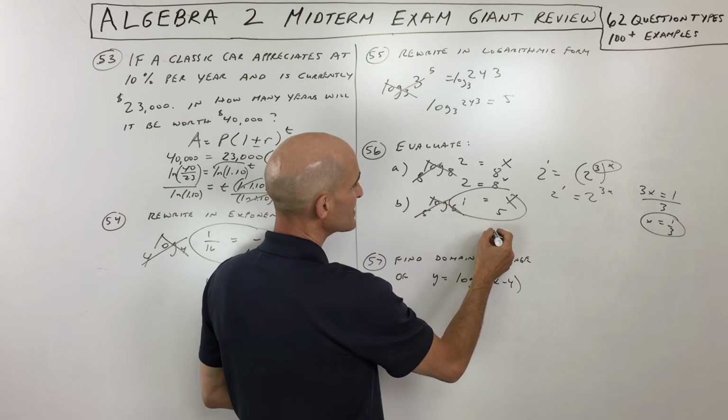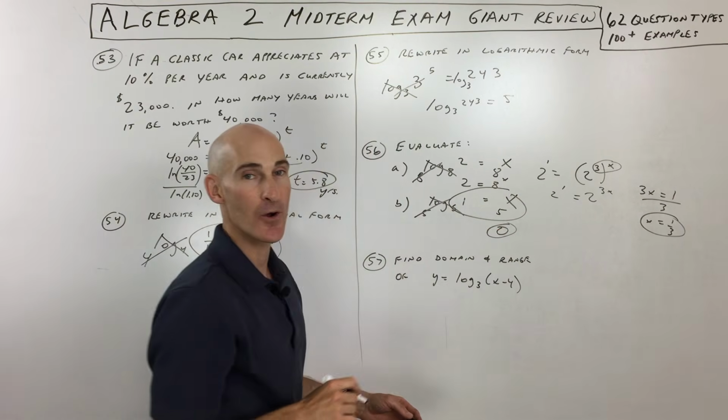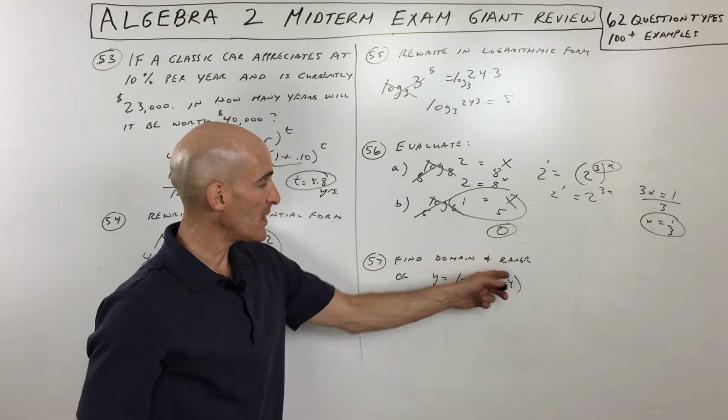Well, you can see anything to the 0 power is 1, so in this case, it's just going to come out to 0. Number 57 says find the domain and the range.